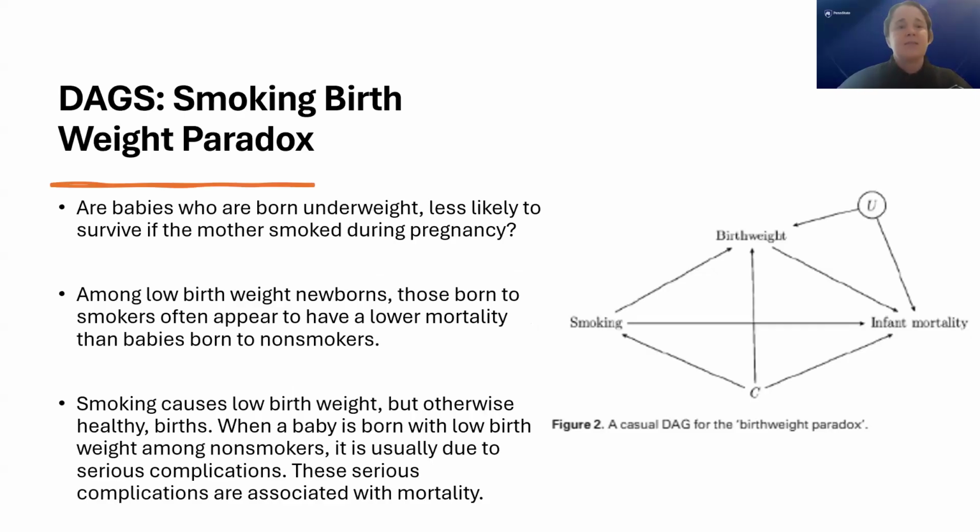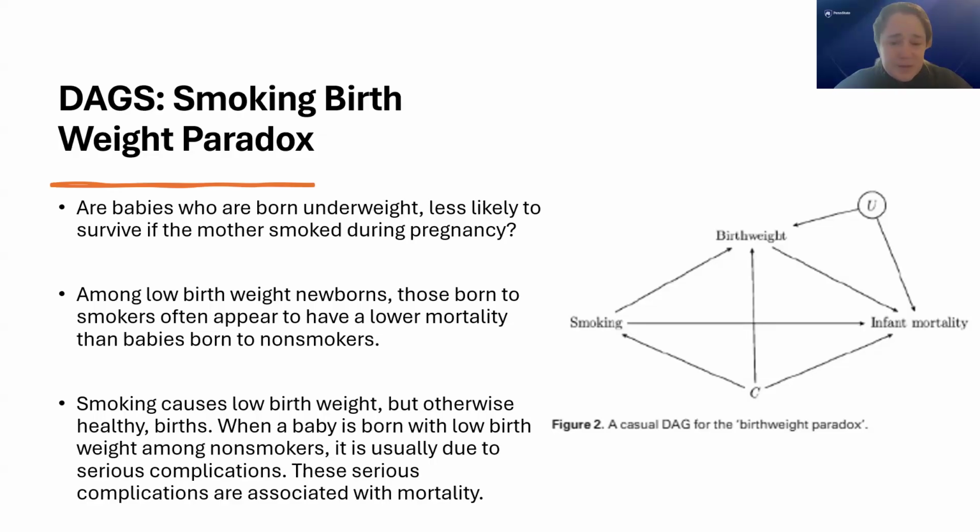So this is the smoking birth weight paradox, or the birth weight paradox. It's a classic example of selection bias in perinatal epidemiology. And the question is, among low birth weight babies, are the babies of smokers more or less likely to survive than babies of non-smokers? And when we analyze these data, what's interesting and surprising is that we see that low birth weight babies born to smokers can appear to have better survival than those born to non-smokers.